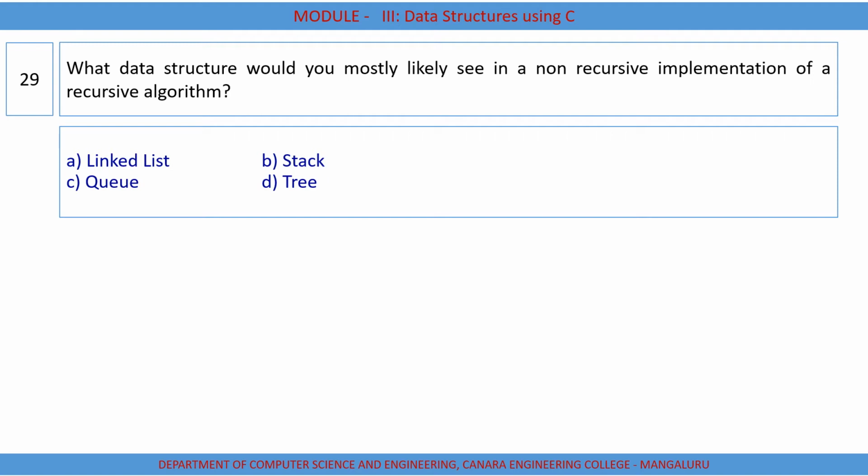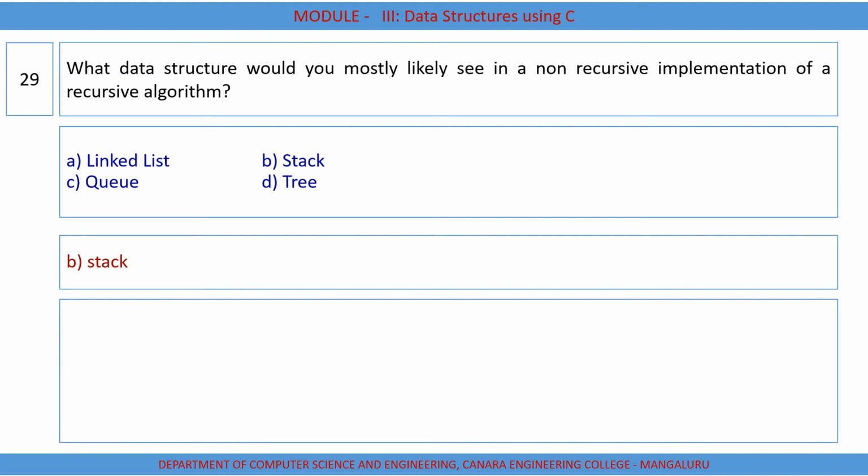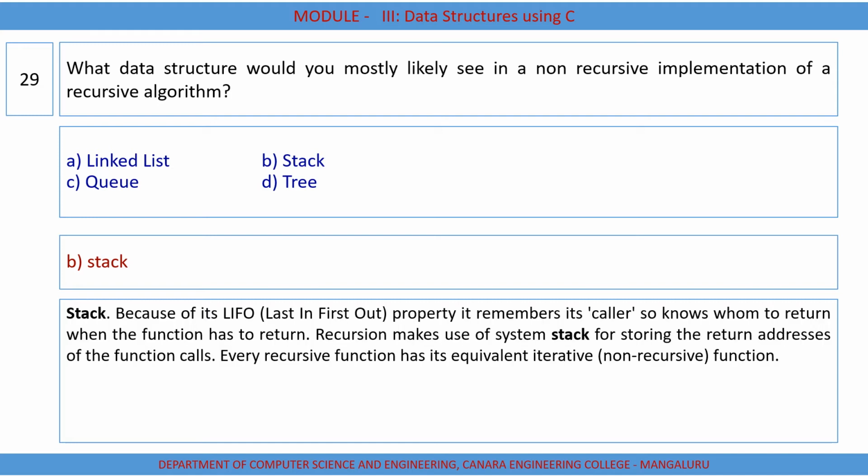Next question: what data structure would you mostly like to see in a non-recursive implementation of a recursive algorithm? Options are linked list, stack, queue, tree. The correct answer is stack, the data structure you would mostly like to see in a non-recursive implementation of a recursive algorithm.